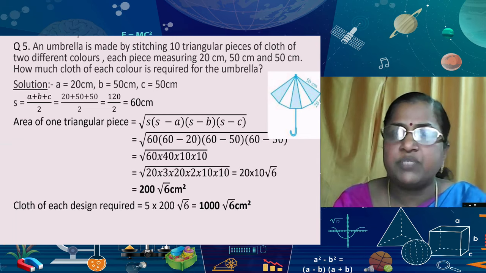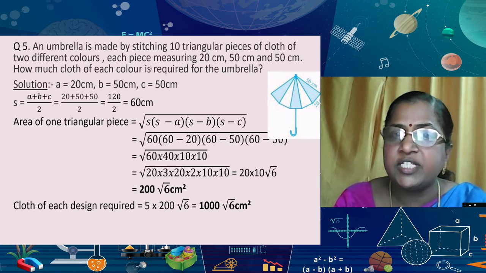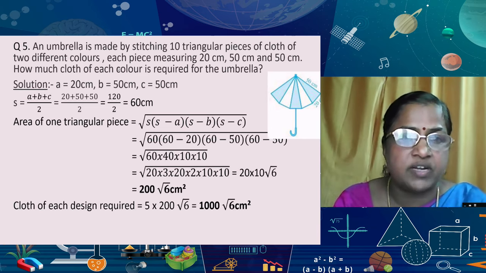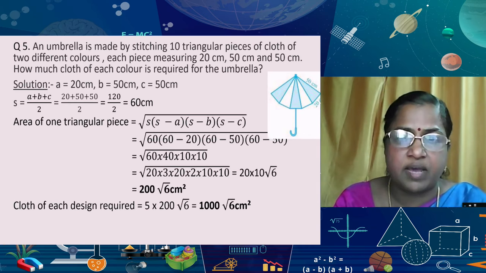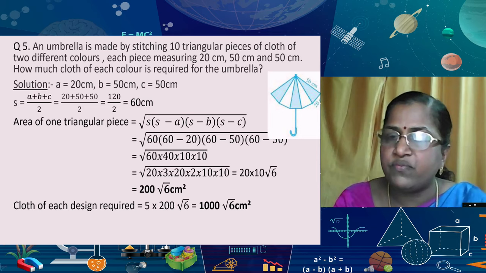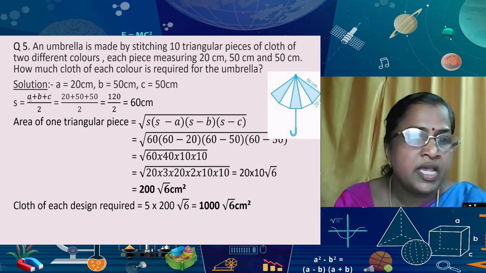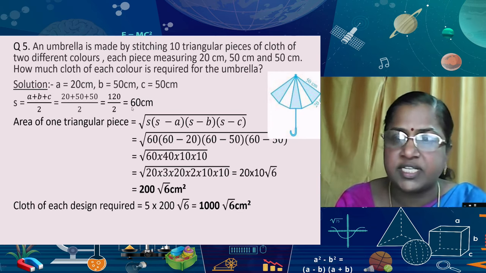And now the next part is, an umbrella is made by stitching 10 triangular pieces of cloth of two different colors. Each piece measuring 20 centimeter, 50 centimeter, and 50 centimeter. So how much cloth of each color is required for the umbrella? Because there are two colors, five parts of each color is given. First, we can find out the area of one triangle by S is equal to A plus B plus C upon 2, that is 20 plus 50 plus 50 upon 2, which is 120 upon 2, that is semi-perimeter equal to 60 centimeter.